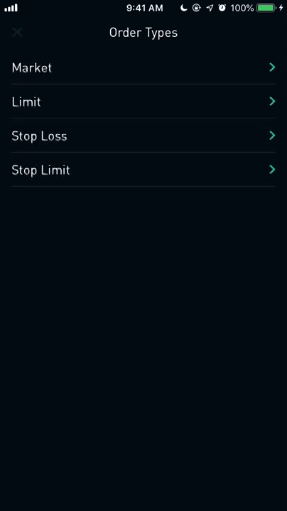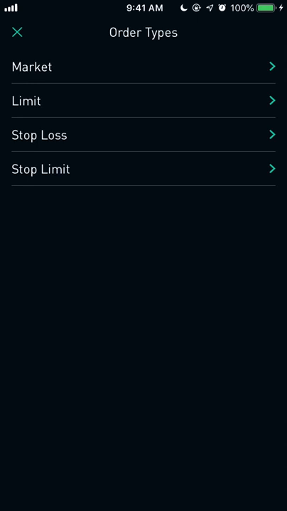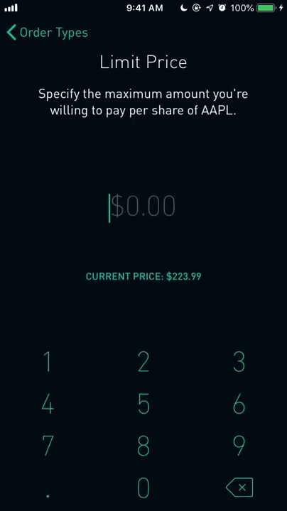So once again, if you click the top right here, order types, and if you go to limit, if you click market, that's just going to buy it at the current price. But if you click limit, it says specify the maximum amount you're willing to pay per share of Apple. So basically what that means in terms of buying, a buy limit order can only be executed at a specified limit price or lower. So for example, let's see, the current price of Apple, 229 or 223.